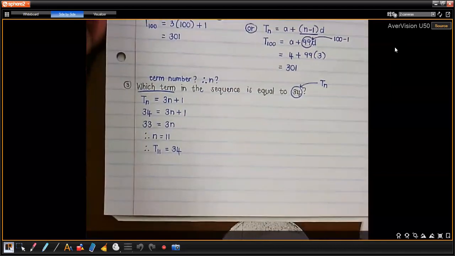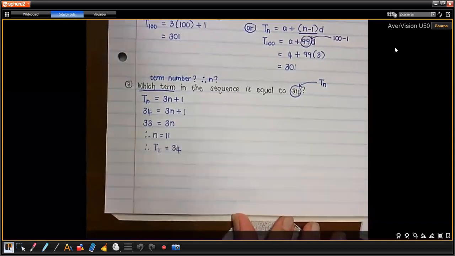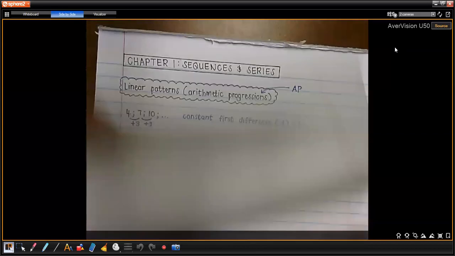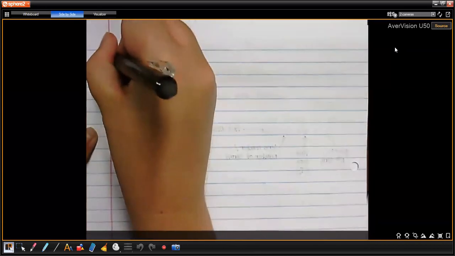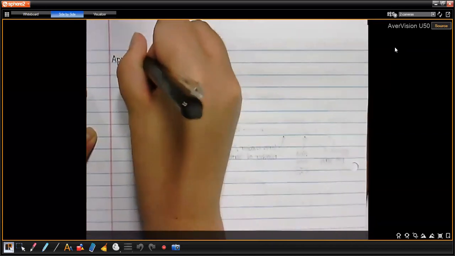Okay, now a new type of example. Let's make a new heading. Let's write application examples. We'll see if we can get through 2 of them.